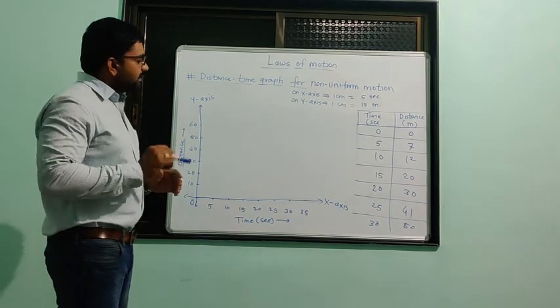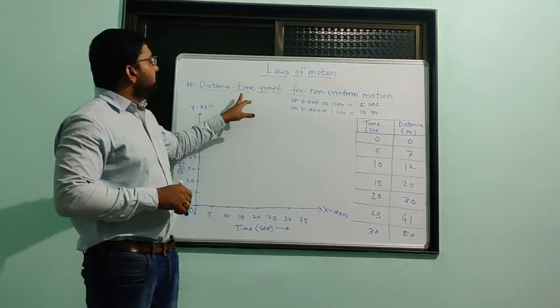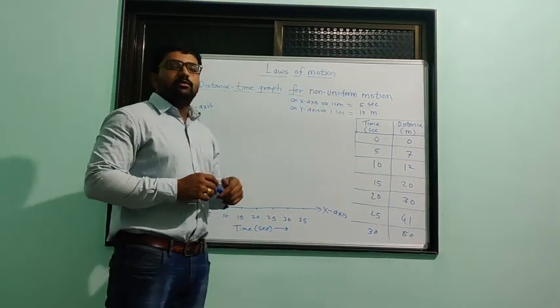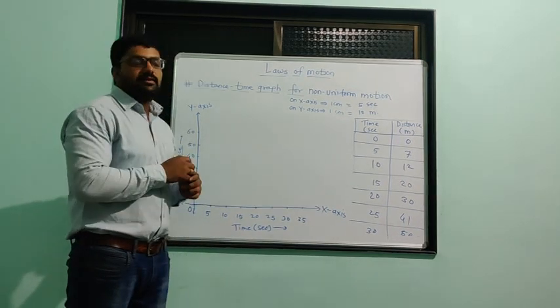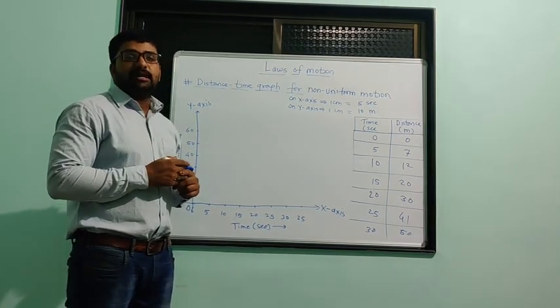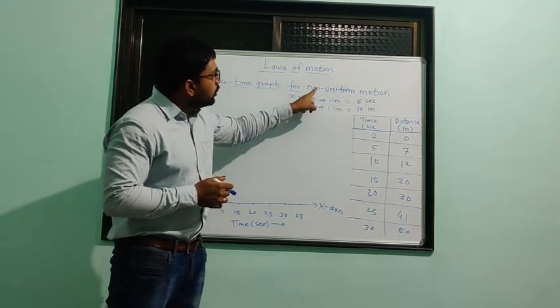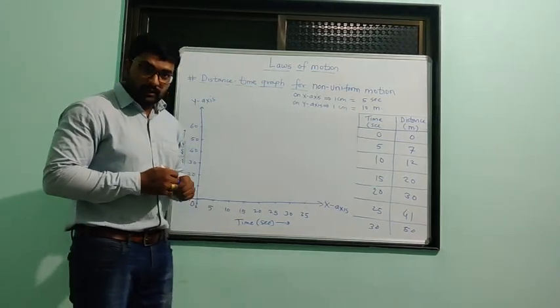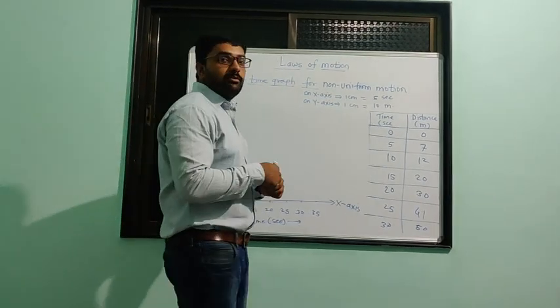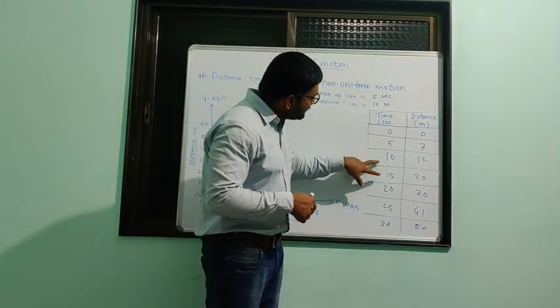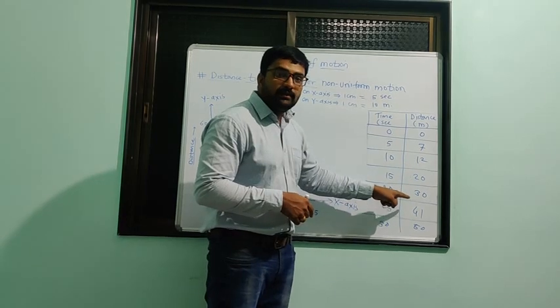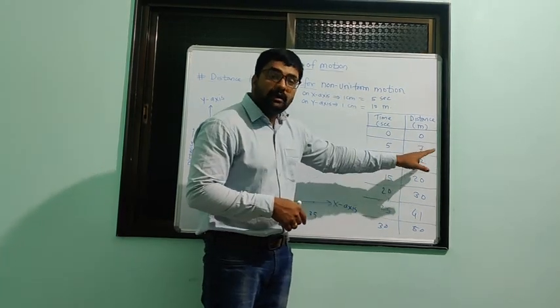Okay, next graph we have to see is the distance-time graph for non-uniform motion. The first graph we saw was the distance-time graph for uniform motion. Now here, non-uniform motion. We already know what non-uniform motion means: equal time, unequal distance.